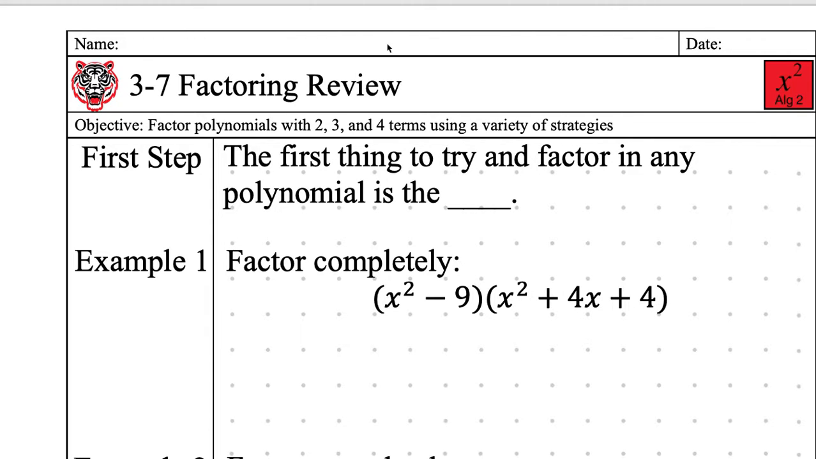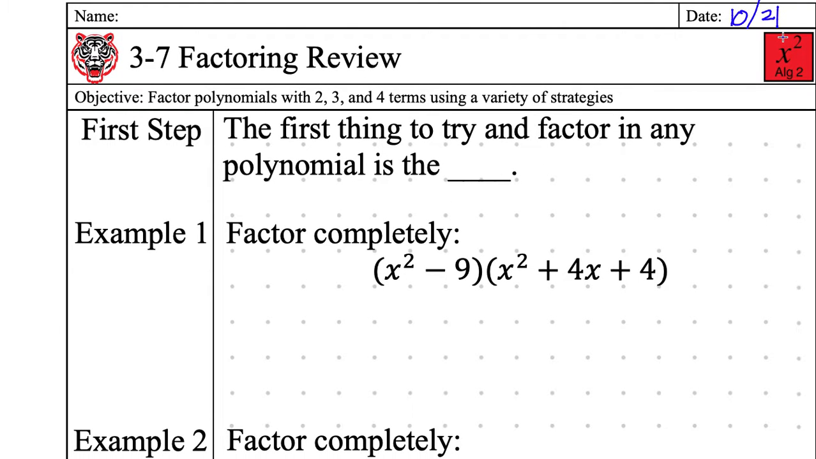Alright, so this is Algebra 2, Lesson 3-7. Today's date is Monday, October 21st, 10/21, 2019. We're doing some factoring review, so everything that we've ever done all at the same time now. So I can be giving you guys a difference of squares, a sum of squares, advanced ninja star, normal ninja star, 4 terms. All of that is free game now.